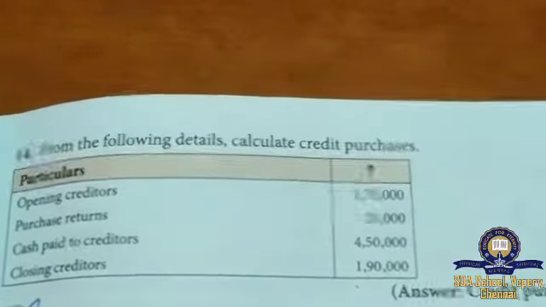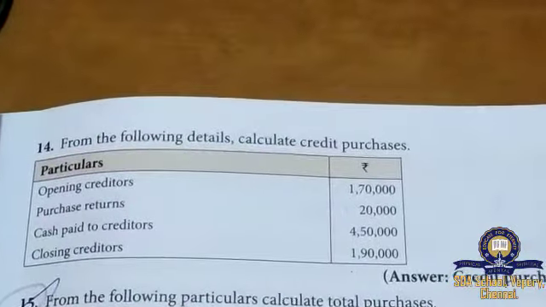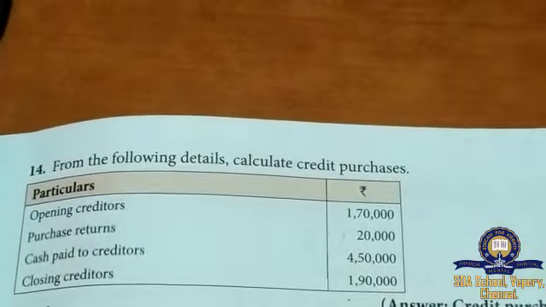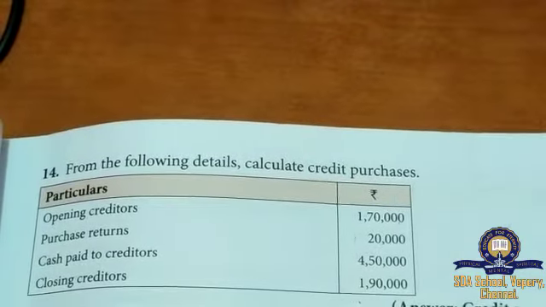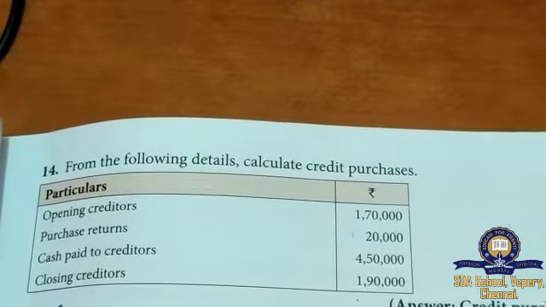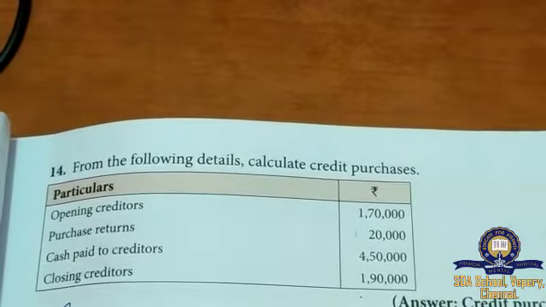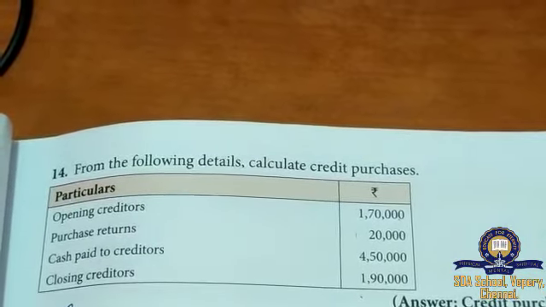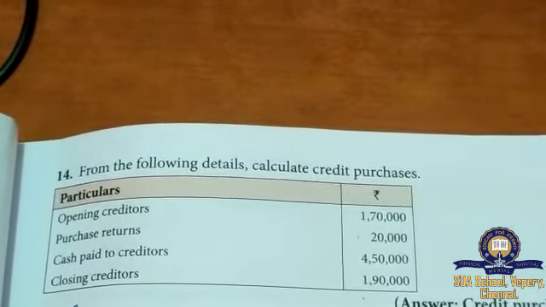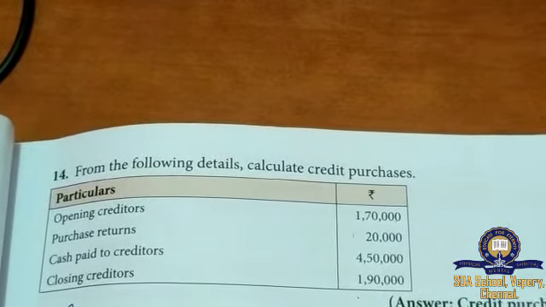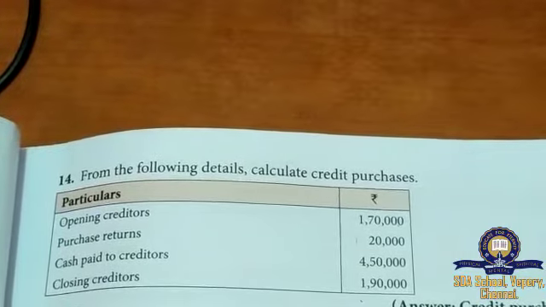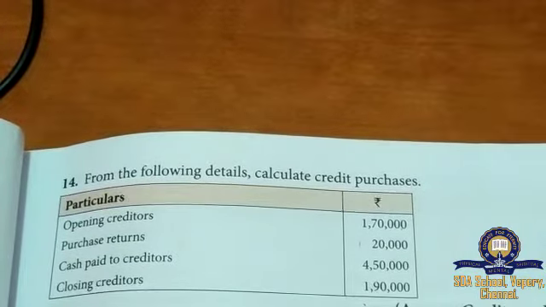So take page number 35, 14th sum. From the following details calculate credit purchase. Opening creditors 1,70,000, purchase return 20,000, cash paid to creditors 4,50,000, closing creditors 1,90,000.